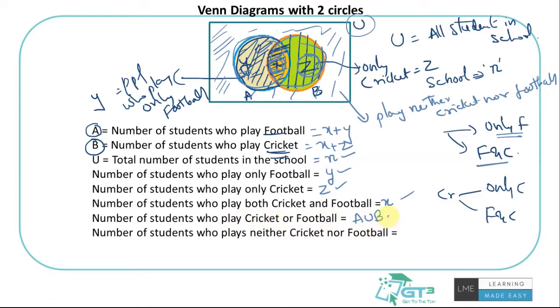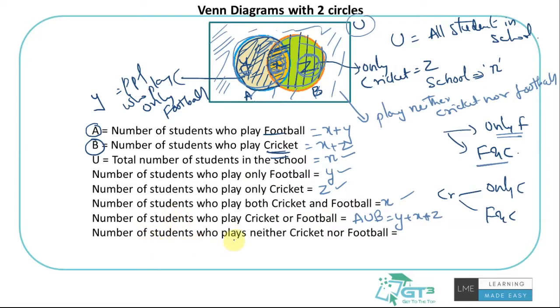Right, that will turn out to be Y plus X plus Z. The number of people who play only football, the number of people who play both, and the number of people who play only cricket. If I add all three of them, I should answer this question, which asks the number of students who play cricket or football.